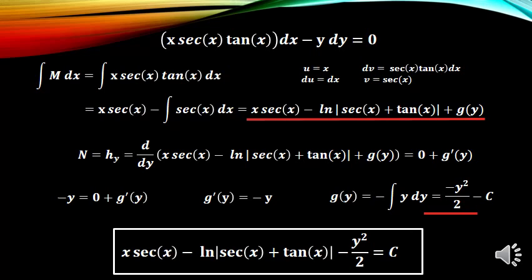Finally, we included the function of y in the equation, and we obtained the answer x sec(x) - ln|sec(x) + tan(x)| - y^2/2 = constant. That's all, and thank you for your attention.